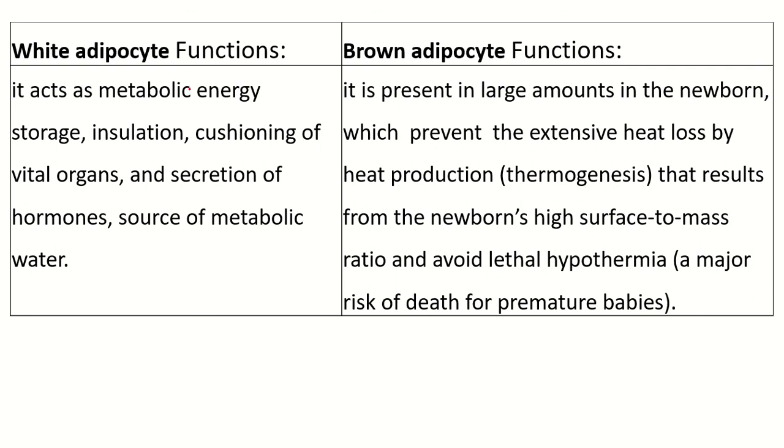The function of the white adipocyte: it acts as a metabolic energy storage, insulation, cushioning of the vital organs, secretion of hormones, and source of metabolic water. The function of the brown adipocyte: it is present in large amounts in newborns, which prevents excessive heat loss by heat production resulting from the newborn's high surface to mass ratio, avoiding lethal hypothermia, a major risk of death for premature babies. So this is all about the difference between white adipocyte and brown adipocyte.